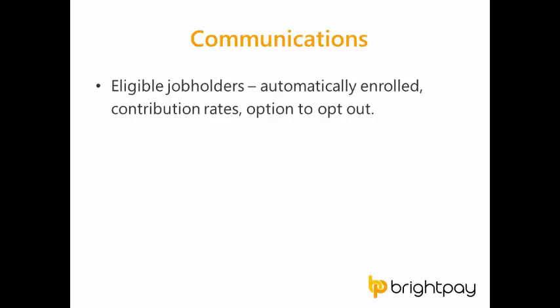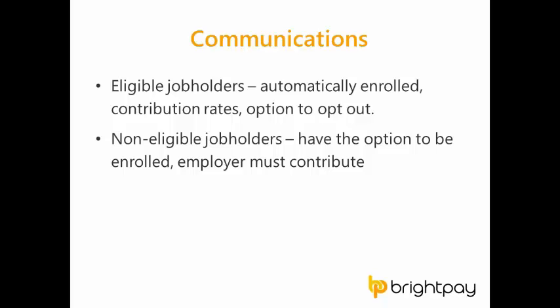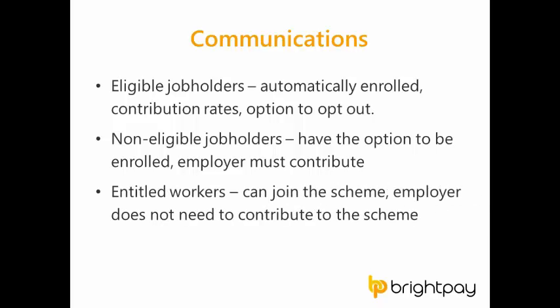Letters to eligible job holders must state that they have been automatically enrolled and have the option to opt out within the opt-out period. Non-eligible job holders need to be told that they have the option to be enrolled and that the employer must pay contributions. Entitled workers must be told that they can choose to join the pension scheme, however they are not treated the same as those who are enrolled.